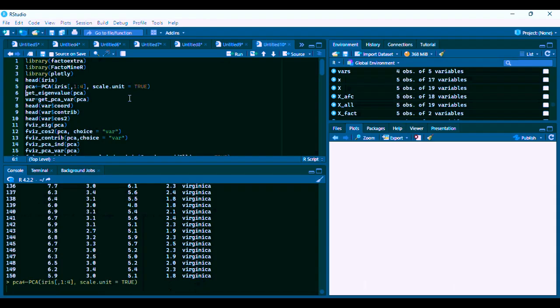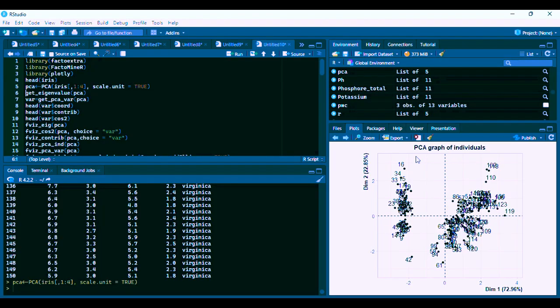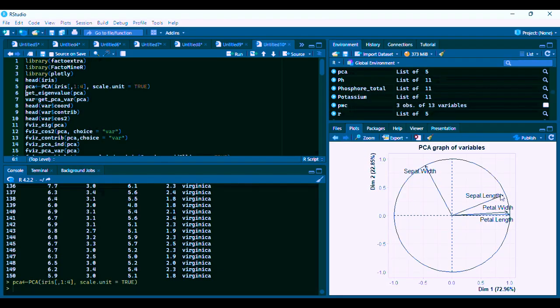Moving on now, click to run to show the PCA. This figure refers to variables, and these two individuals, we have overlapping information here. So we can conclude that these variables are correlated.